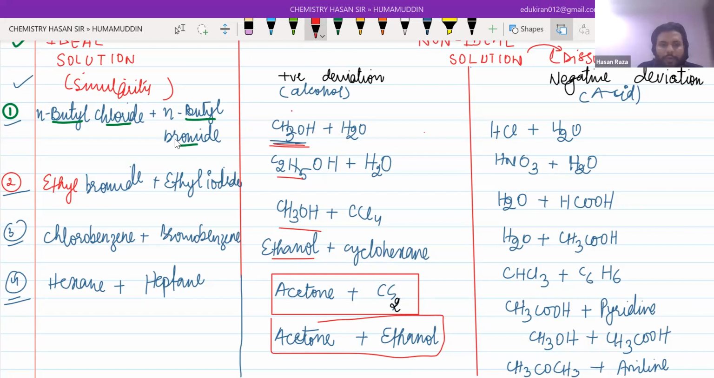So you can see this will be an exception, or you can remember this. And the next question, acetone plus ethanol. Alcohol is there, so it's very simple.